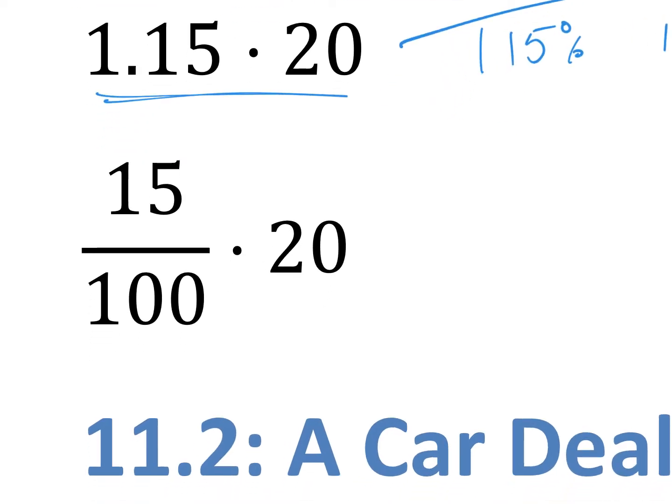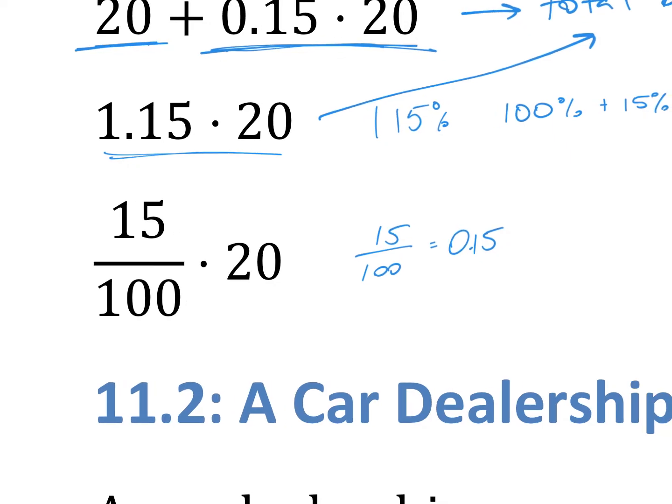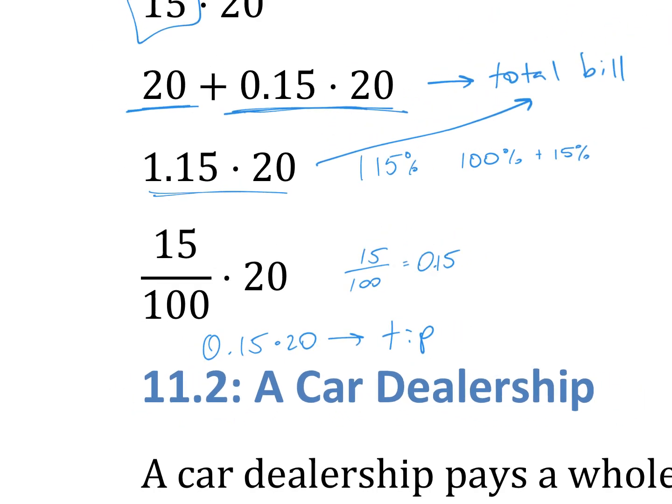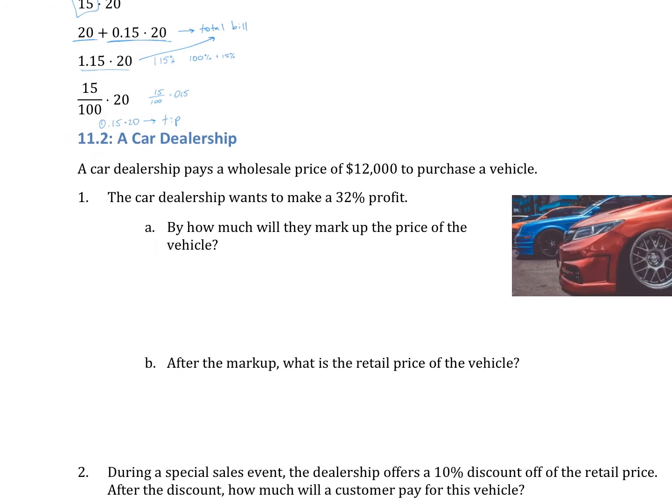The third one says 15 over 100. If we write 15 over 100 as a decimal, that would be 0.15. So it's really saying 0.15 times 20, which in this case would only calculate the tip. It doesn't calculate the total bill because it didn't add it to the bill. Just remember tip versus total bill. The tip is if you just take the percentage times the cost of the meal. But if you want the total bill, you have to add that back to the cost of the meal as well.